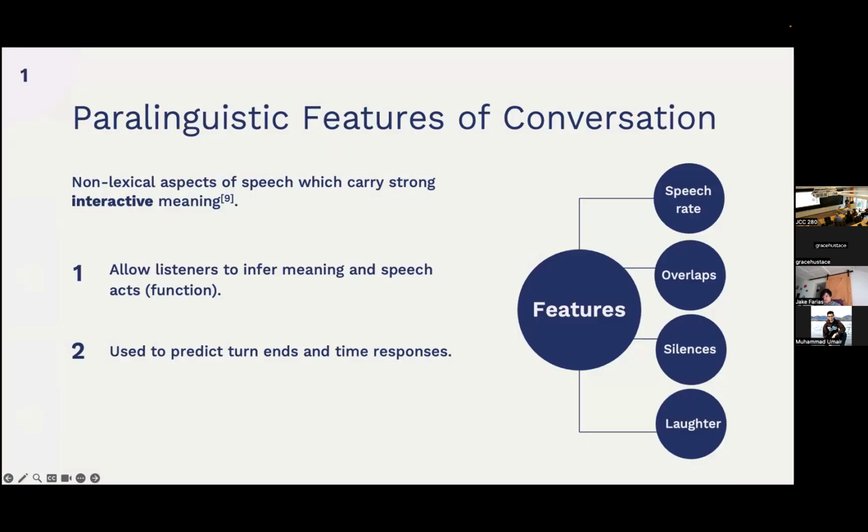So what do I mean by paralinguistic features of conversation? They include features such as speech rate, overlaps, silences, and laughter. And they are non-lexical aspects of speech that carry strong interactive meaning. So they communicate a lot of information to us that's not just within the words and the timing of the words. And so we use these paralinguistic features to infer meaning, and we also use these to predict when we can actually speak in the future.